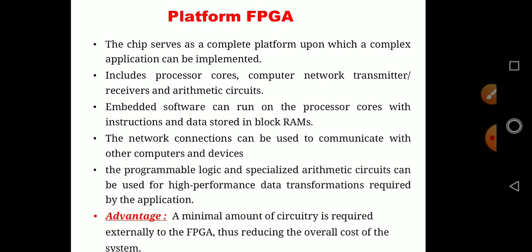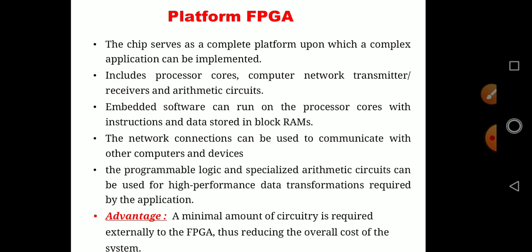So some kinds of applications are audio and video processing and information encryption and decryption. In such applications, what happens? In order to improve the usability, specialized circuits are used. That is, recent FPGAs have processor cores, computer networks, transmitters and receivers, and arithmetic circuits. So within the chip, all these components are involved to perform complex applications like video processing and audio processing.